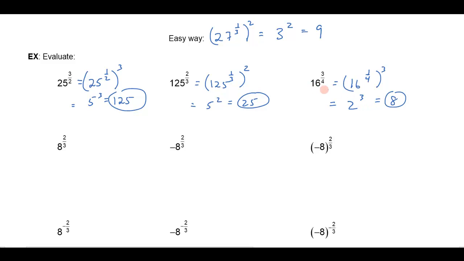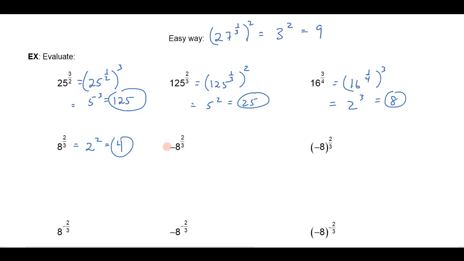Now on these, you don't necessarily have to write out as I've done here. I've done this to help you to visualize what's going on, but eventually you'll want to come to the place where you can say, oh, the 4th root of 16 is 2, and 2 cubed is 8, and you could just write the answer down. Or the cube root of 125 is 5, and 5 squared is 25. Or over here, the square root of 25 is 5, and 5 cubed is 125. So in this case, 8 to the 2/3, I'll take the cube root of 8, which is 2, and then I'll square it. Okay, so that answer is going to be 4.